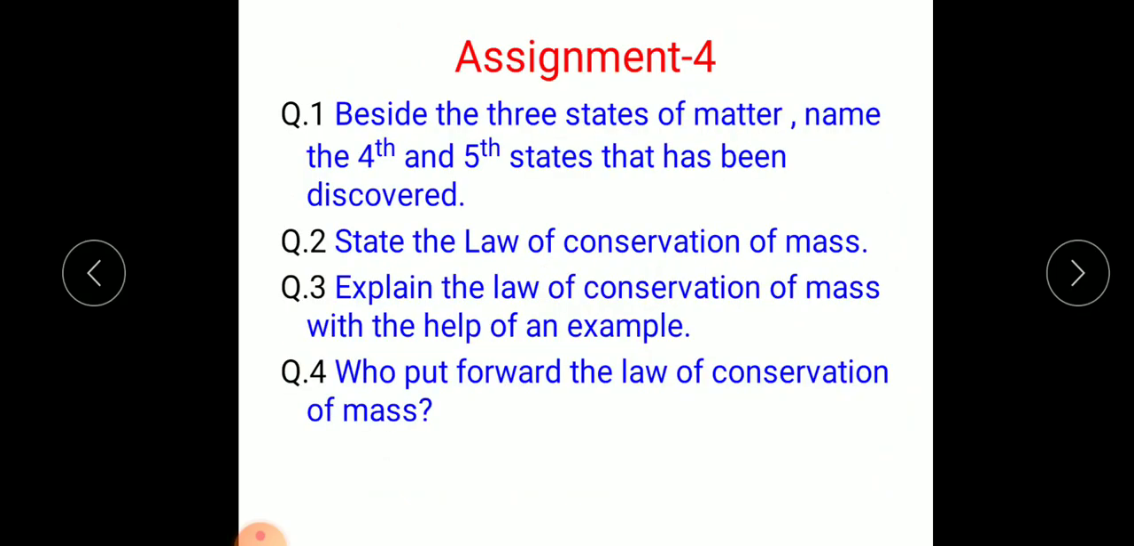Now, assignment 4, today's assignment. Question number 1. Besides the three states of matter, name the fourth and the fifth states that have been discovered. Question number 2. State the law of conservation of mass. Question number 3. Explain the law of conservation of mass with the help of an example. Lastly, question number 4. Who put forward the law of conservation of mass? So complete this assignment and send it to my mail.